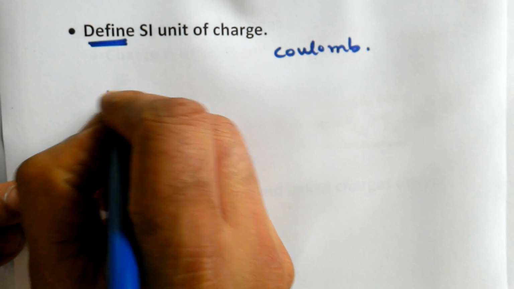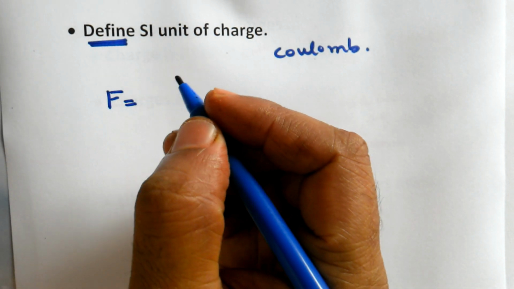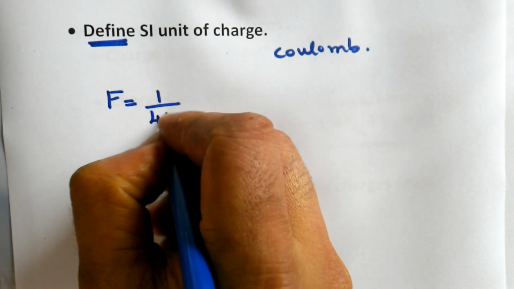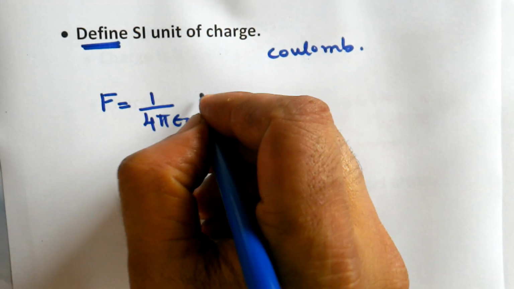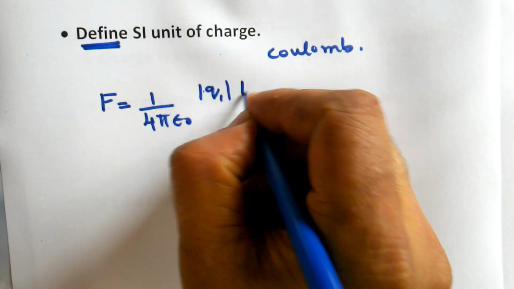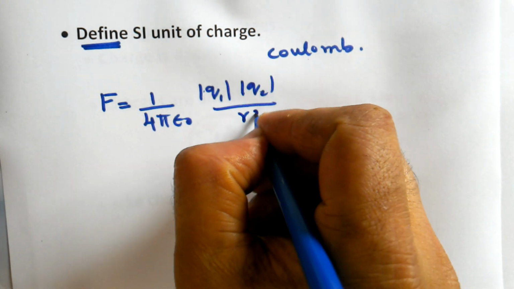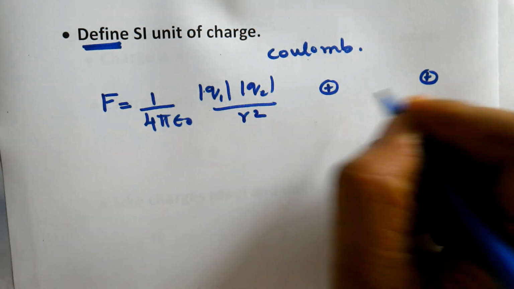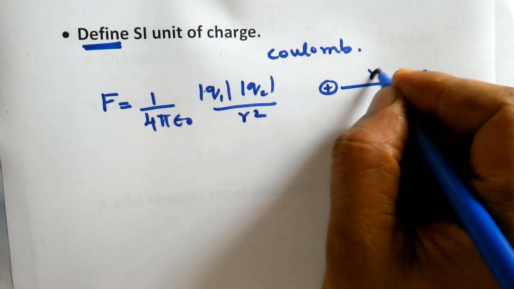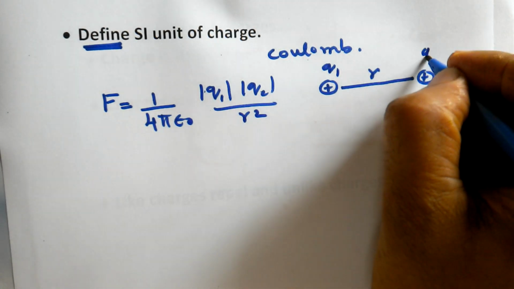The mathematical form of Coulomb's inverse square law is F is equal to 1 by 4 pi epsilon naught, magnitude of Q1 and magnitude of Q2 by R square, where Q1 and Q2 are the two charges separated by a certain distance. So this is the distance between them. This is Q1 and this is Q2.